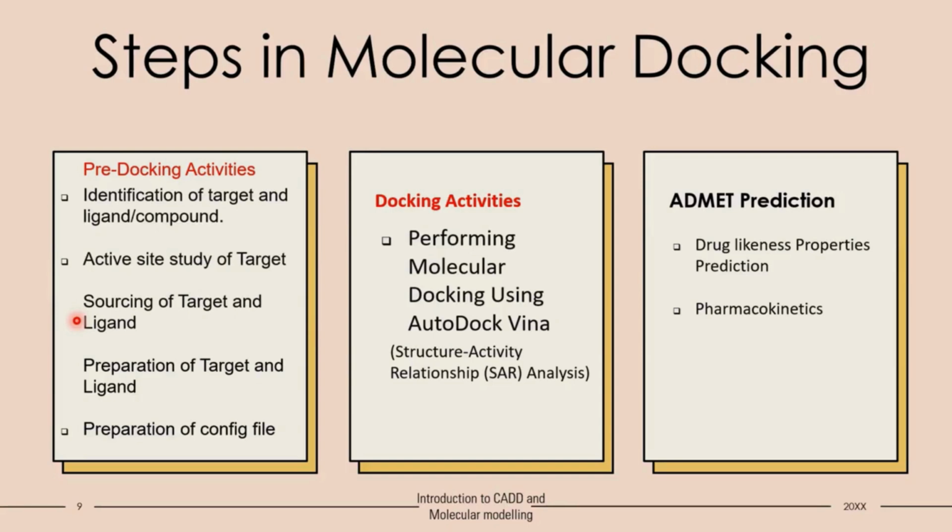Thirdly, you also source the targets and ligands. We have repositories, websites, or servers where you could source for this. For your targets, you might have the Protein Data Bank. For your ligand, you might have PubChem and all that. How you go about them, we will introduce you to that later on. After sourcing that, of course, you prepare the ligands and the targets prior to docking. And then lastly, you prepare a particular file we call the configuration file, that will help you perform the docking process eventually.